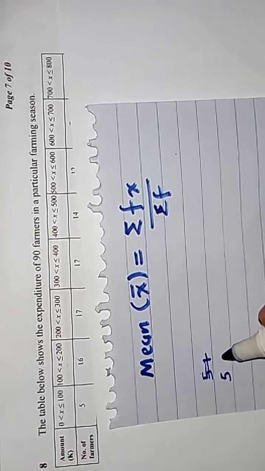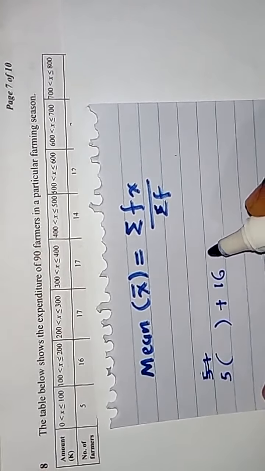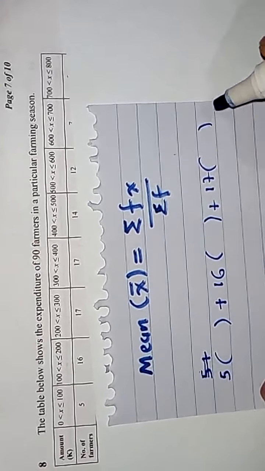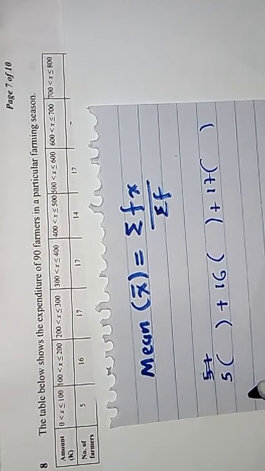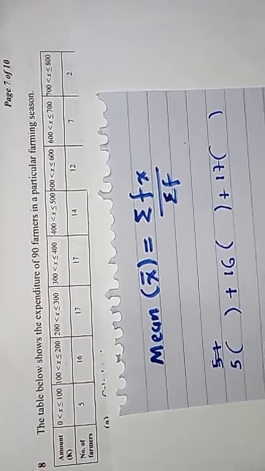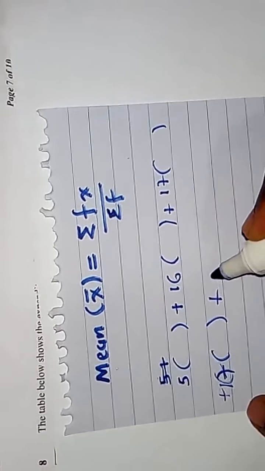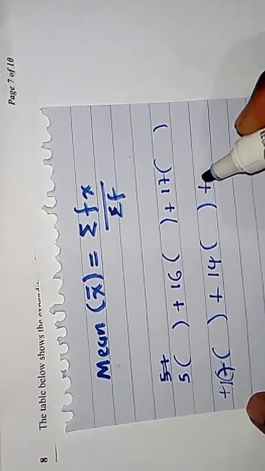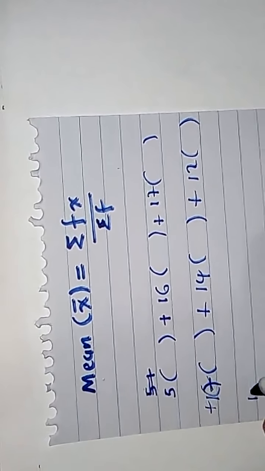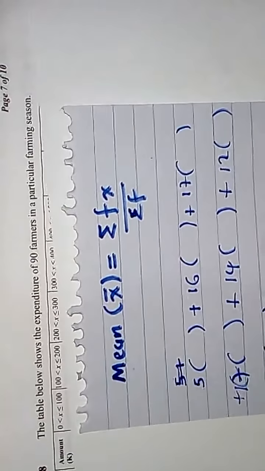The frequency is 5, open, plus 16. You are leaving some spaces. I'll tell you what you're supposed to put in the spaces. Hopefully we are following what's going on. Here we'll put 17 again, 17, open, plus 14, plus 12, plus 7, plus 2.